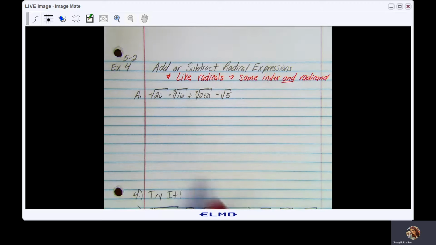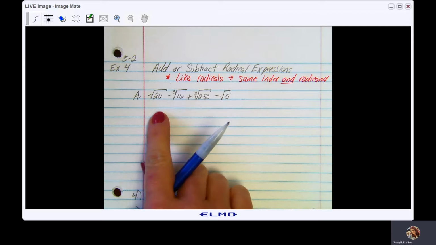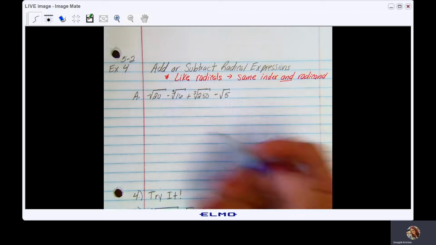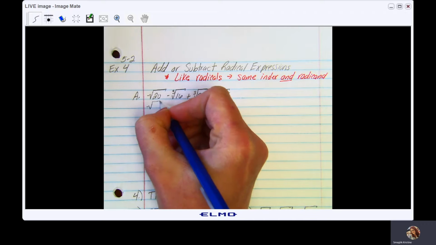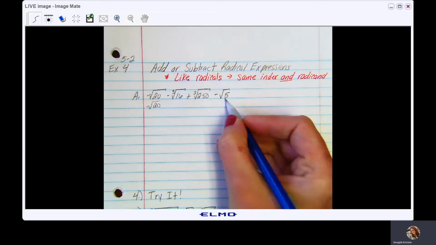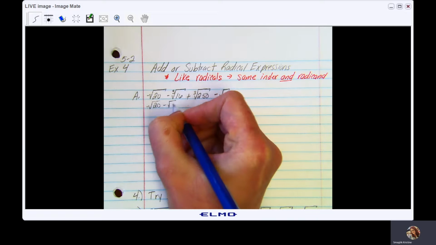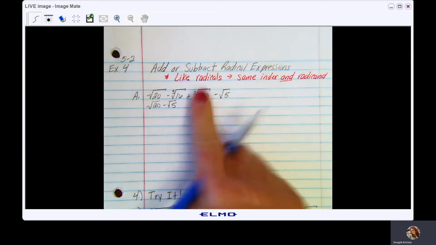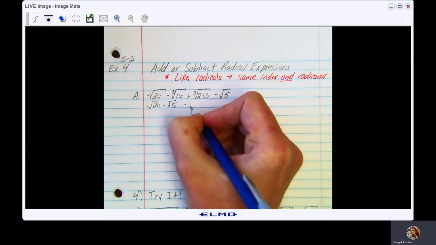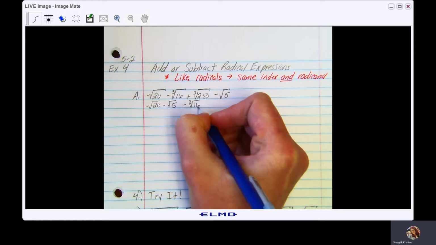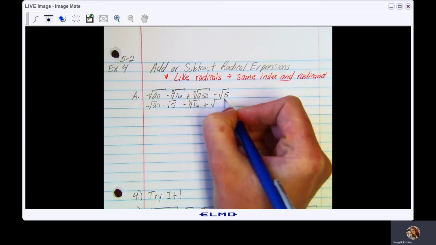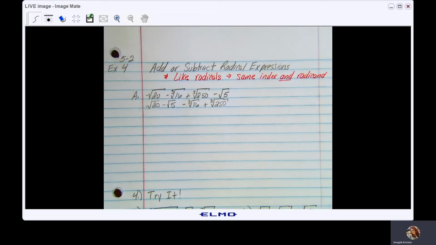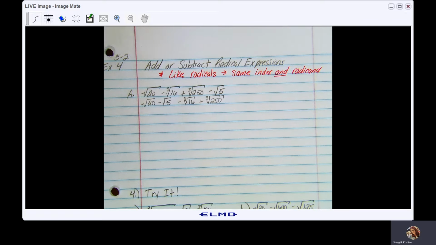So here we go. First thing I'm going to do, I'm just going to group my terms by index. I have an index here of 2, so I'm going to write the square root of 20 just to keep things nice and neat, and I have a minus square root of 5. Next up, let's do my cube roots. Minus the cube root of 16 plus the cube root of 250. And now let's start simplifying.